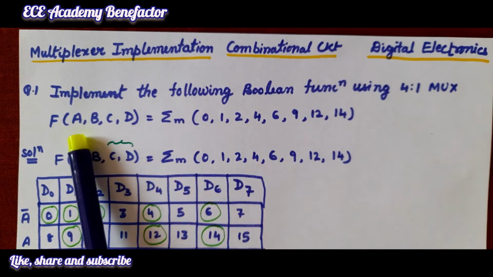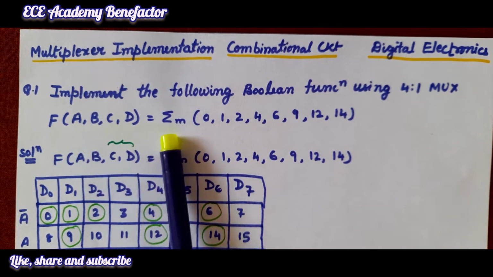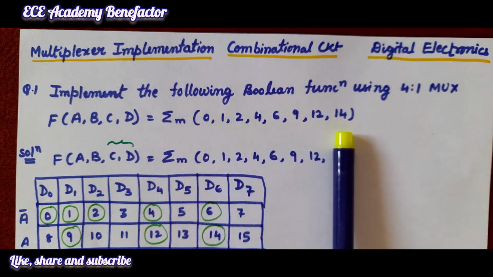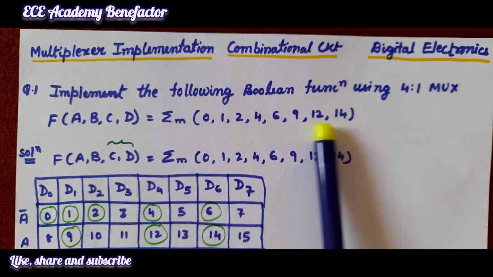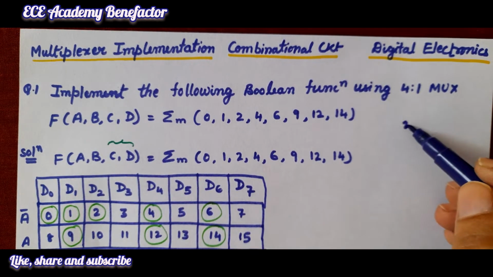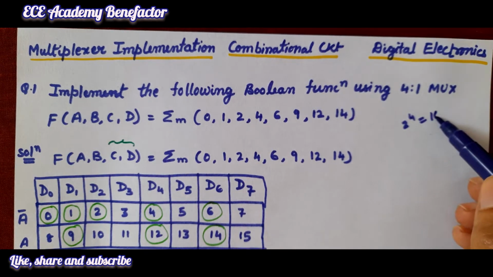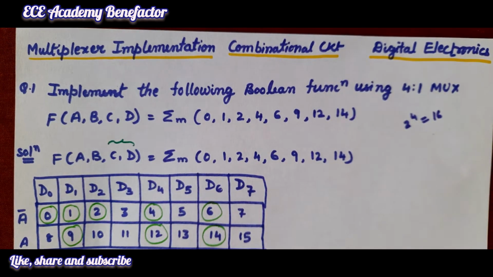The given Boolean function is comprising of 4 variables a, b, c, d, and the list of minterms are given. So, as it is clear, it is a 4 variable. 4 variable means 2 to the power 4 means 16. So it can be easily implemented using 16:1 mux, but we are supposed to use here 4:1 mux.